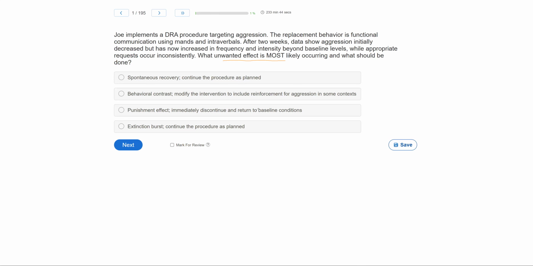Punishment effect. Immediately discontinue and return to baseline conditions. We're not using punishment, we're using DRA, which is extinction and reinforcement. Punishment is not involved here based on the information. So it leaves us with D, which is an extinction burst, which is what we predicted. Continue procedure as planned. Yes, with an extinction burst, 1, we expect them to happen. And 2, if we see them happening, that is typically a sign that extinction is actually effective. So given our options here, we continue the procedure as planned, monitor, and what we expect is that aggression to eventually, permanently, or at least for a time, decrease.